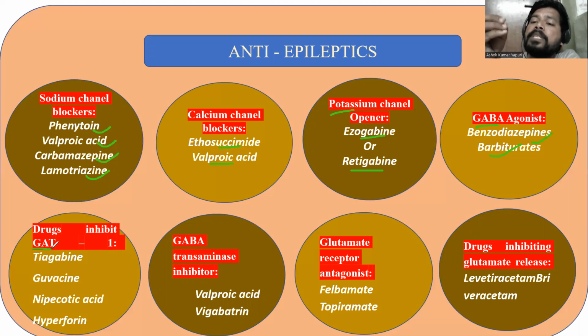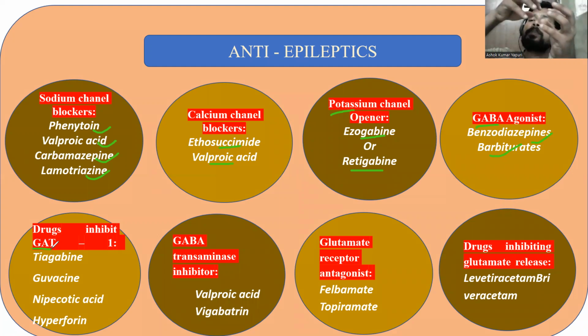But in epilepsy treatment, you need GABA presence in the synapse for more time. So for this purpose, what do we have to do? One of the ways is to inhibit the GABA transporter. If you inhibit the GABA transporter, the GABA will not go back. So because of inhibition of the transportation of GABA, the GABA is present at the synapse for more time.